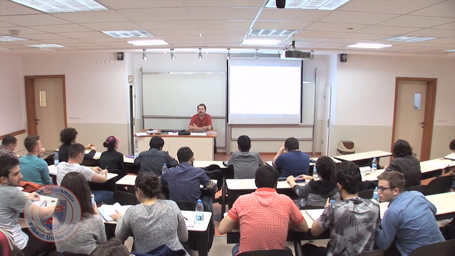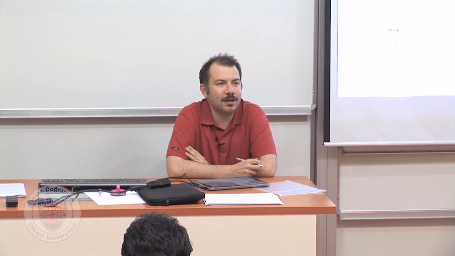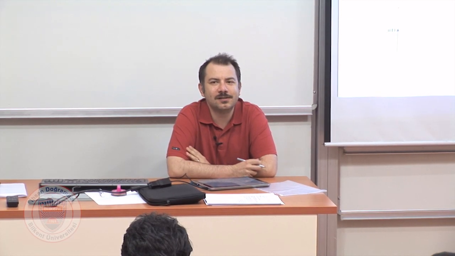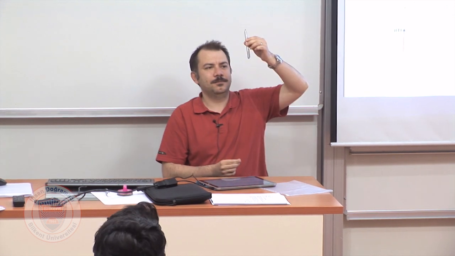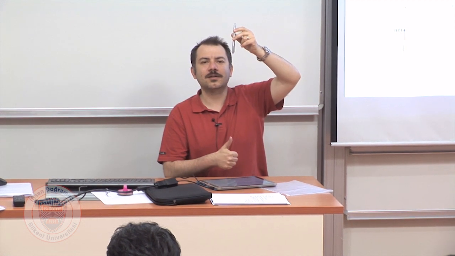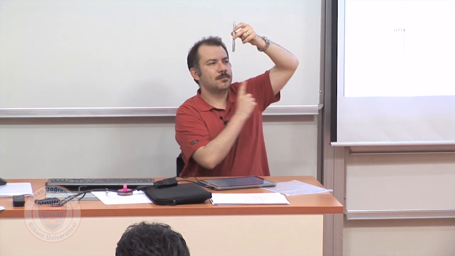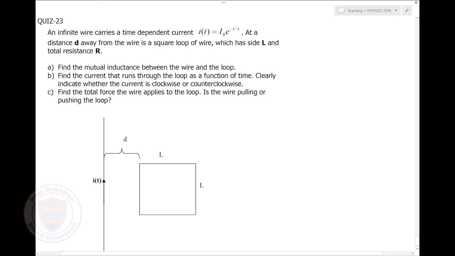Now, what do we need to find? First of all, what's going on in this system? Let's figure this out. I have an infinite wire. If there is current running through that wire, what would this cause? It would create a magnetic field circling the wire. This magnetic field will pass through the loop here, which means there will be a flux through that loop.